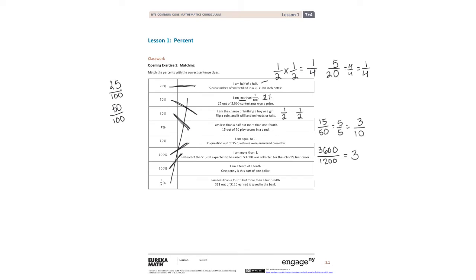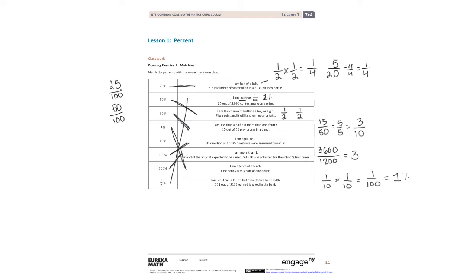The next one, I am a tenth of a tenth. 1 penny is part of $1. So if I have 1/10 times 1/10, I have 1 over 100, which is going to give me 1%. And then if I have 1 penny out of $1, which we know $1 is 100 pennies, then that's also going to be 1%. So we're going to match that there.